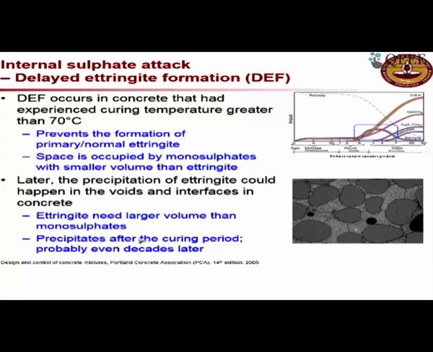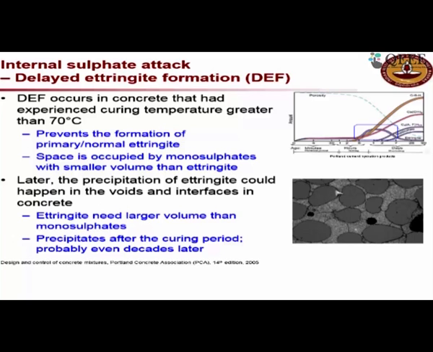available, precipitation of ettringite can happen, or ettringite can form in the voids and the interfaces present. And now that ettringite needs a larger volume than monosulfates, and precipitates after the curing period, probably even decades later, which is the problem we call delayed ettringite formation. And the pressure which is developed due to this delayed ettringite is tremendous.